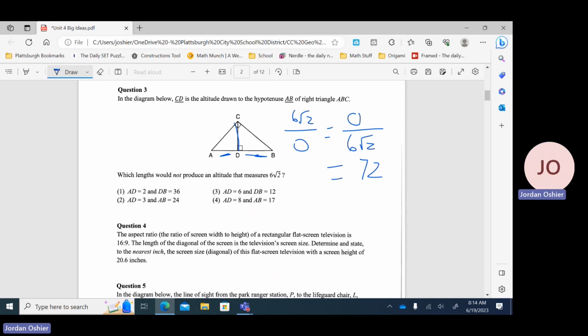So now I'm just going to multiply them all. 2 times 36 is 72. 3 times 24 is 72. 6 times 12, that seems like it's going to be a little high. I'm double checking. Oh, no. Okay. And then 8 times 17 is definitely not going to be 72 in that case. 136. So that's why it's choice 4, because all the rest of them, if they were here and here, they would multiply to be 72, making a true statement.